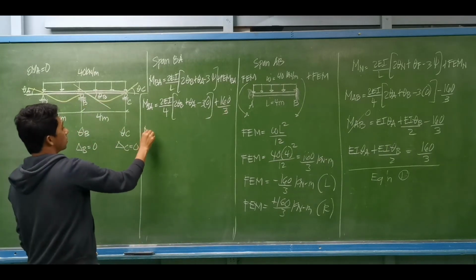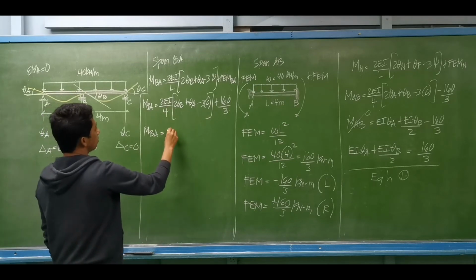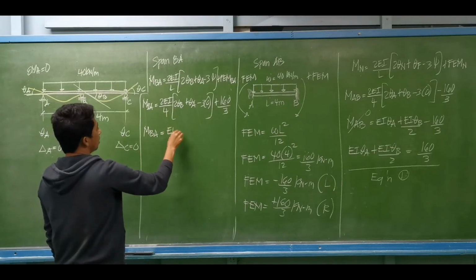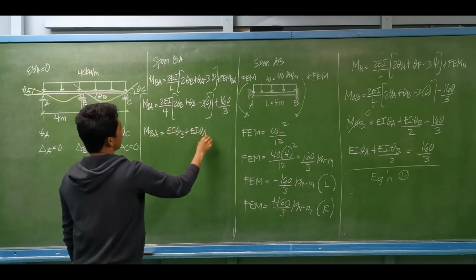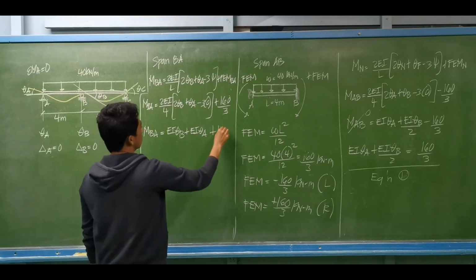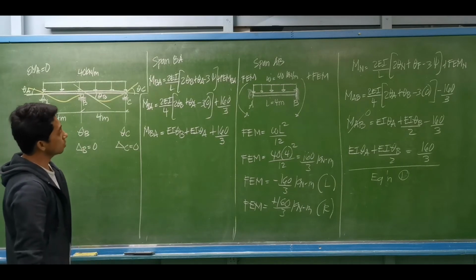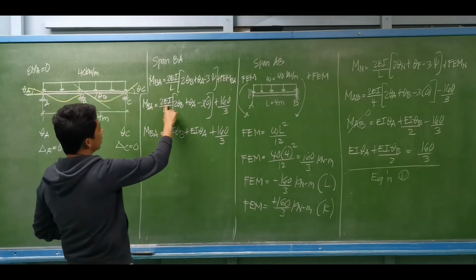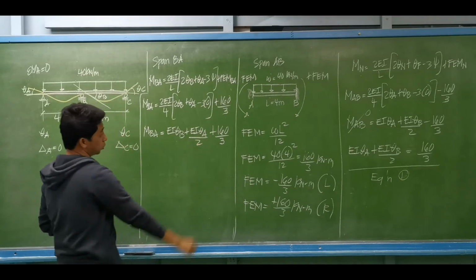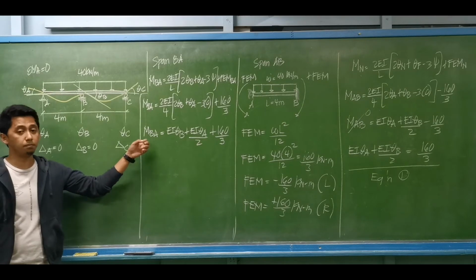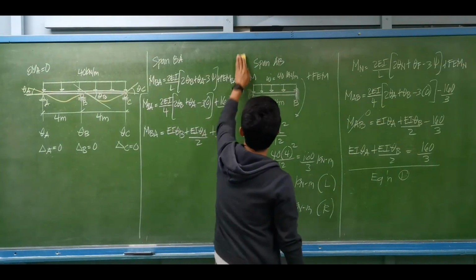So we simplify, this is the moment at BA is the same as EI theta sub B plus EI theta sub A, divided by 2, minus 0, plus 160 divided by 3. 2EI over 4, this is EI theta of A divided by 2. So this will be the equivalent of moment BA. Now we may proceed to the next span.